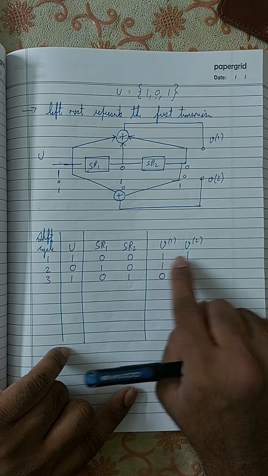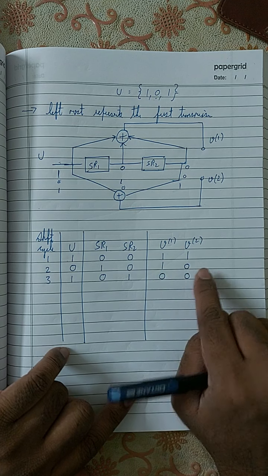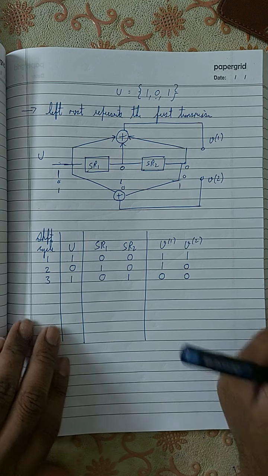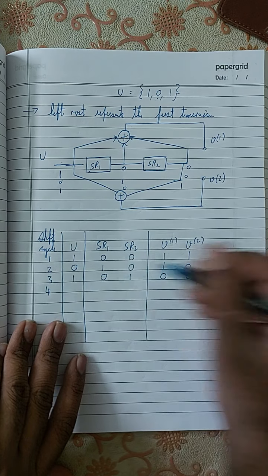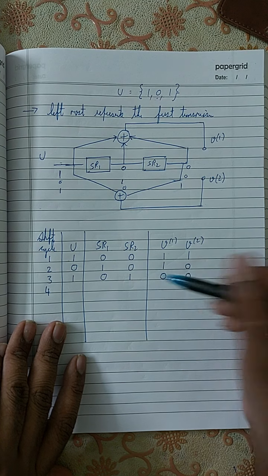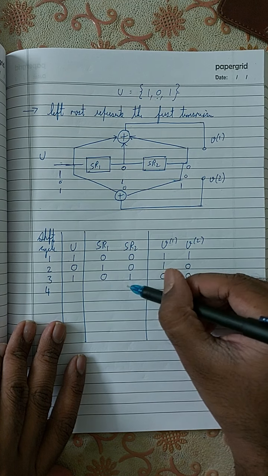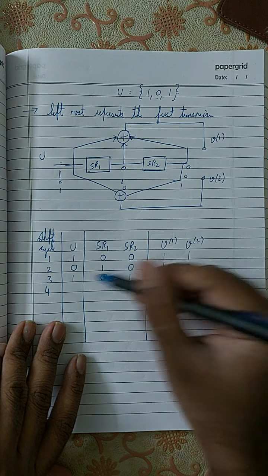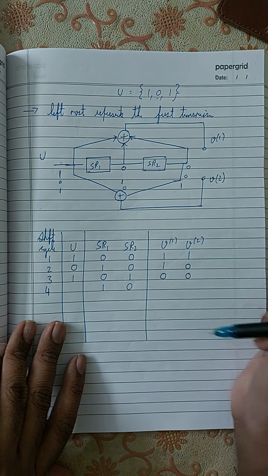Your first output value is 1, 1. The second output value is 1, 0. The third output value is 0, 0. What happens in the fourth cycle? In the fourth cycle, this 1 will be discarded. This 0 will be shifted over here. This 1 will be shifted over here.